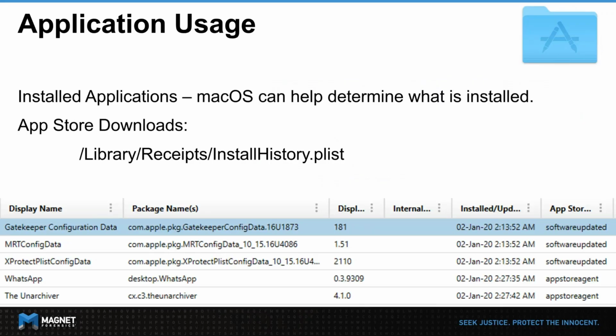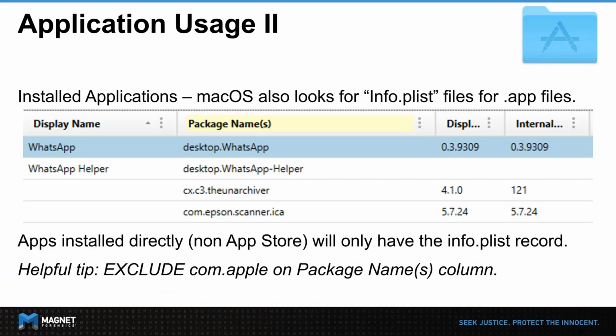We also have application usage. So installed apps on their Mac and what's being installed. You can actually look at the install history plist. This gives you that information so you know everything that they've downloaded from the App Store and updated on their Mac. We can also see things, whether it be the info plist for those app files, but apps installed directly, not from the App Store, will have only that info.plist, which you can then dig into to learn more about that specific artifact.